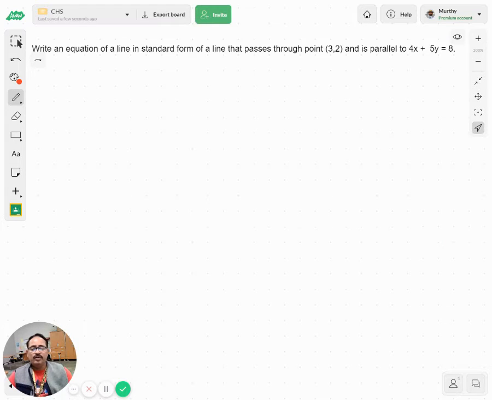Hi, in this video, I'm going to explain how to write an equation in standard form that is passing through a given point. In this question, it is (3, 2) and parallel to the given equation 4x plus 5y equals 8. So, step one is copy the given equation and change it into the slope intercept form.